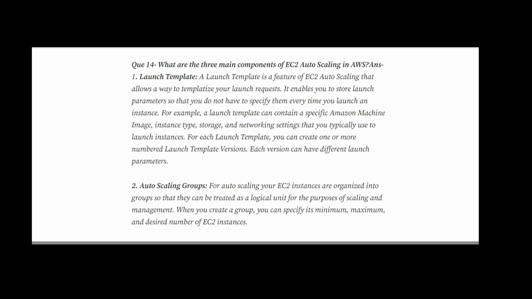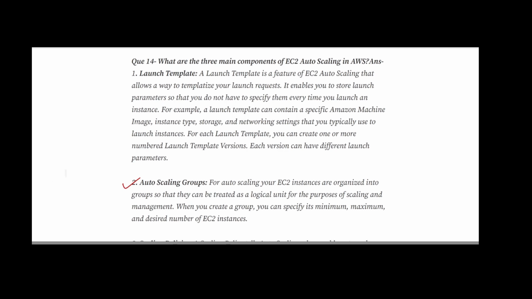The second component of EC2 Auto Scaling is your Auto Scaling group, that is your ASGs. For Auto Scaling, your EC2 instances are organized into groups so that they can be treated as a logical unit for the purpose of scaling and management. When you create a group, you can specify its minimum, maximum, and desired number of EC2 instances. We will see this in the lab as we move forward.